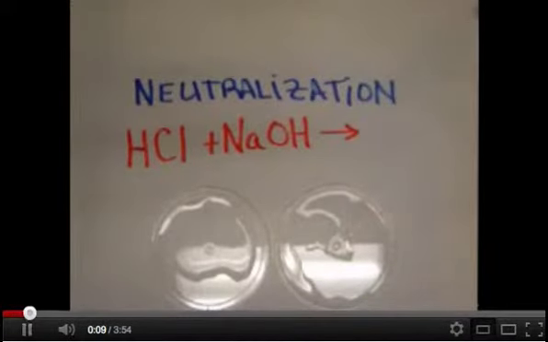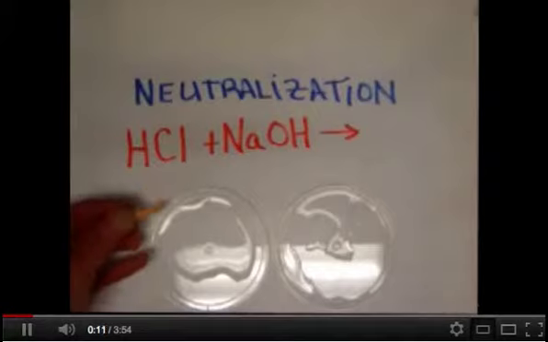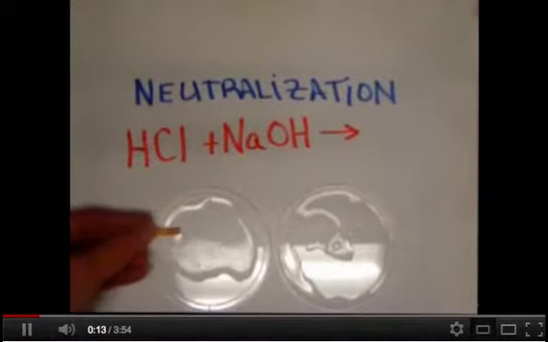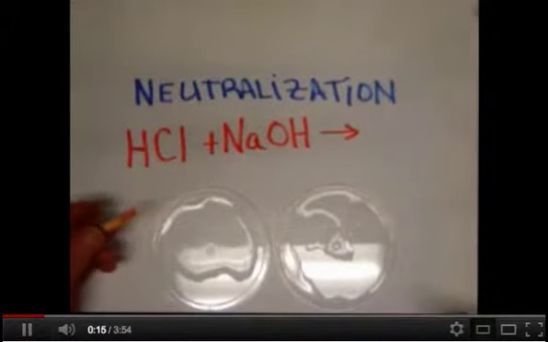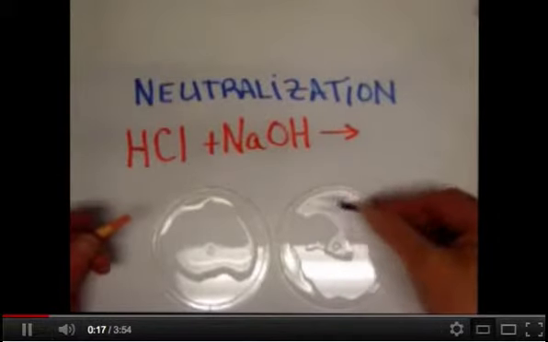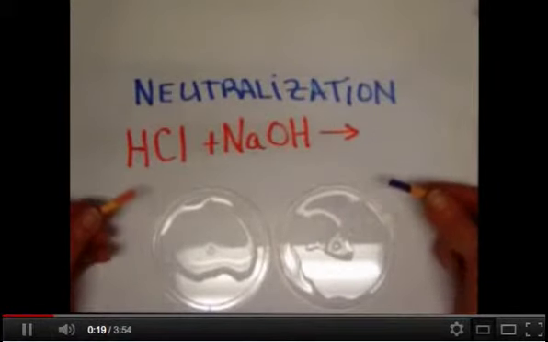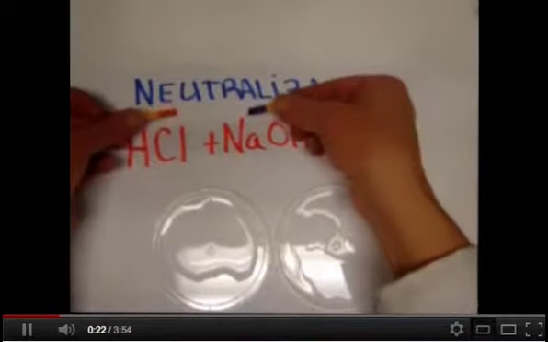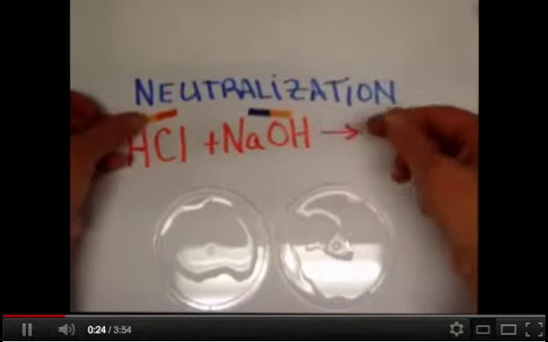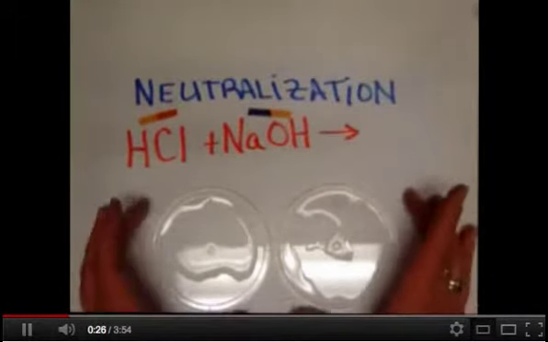I'm going to do a neutralization reaction. On the left, I've got hydrochloric acid, and we're going to check this by checking the pH. And on the right, we've got sodium hydroxide. All right, so this is my acid and my base.